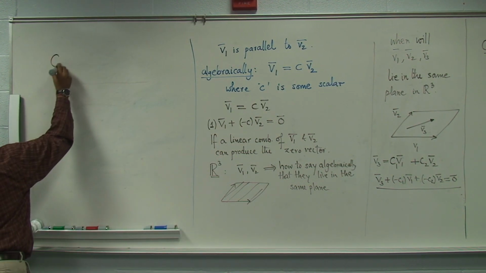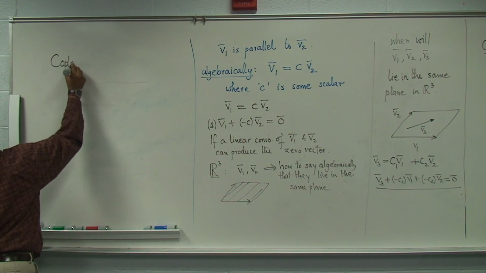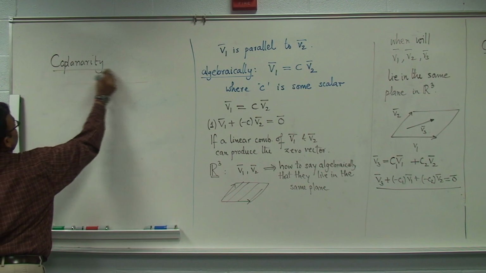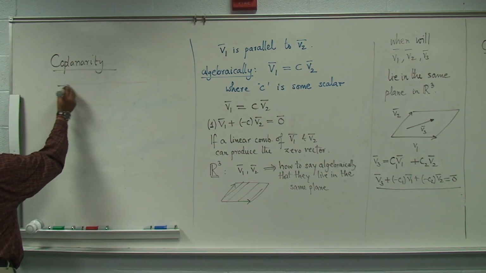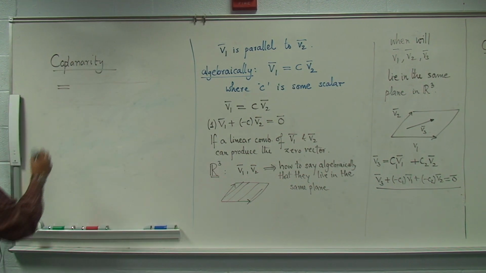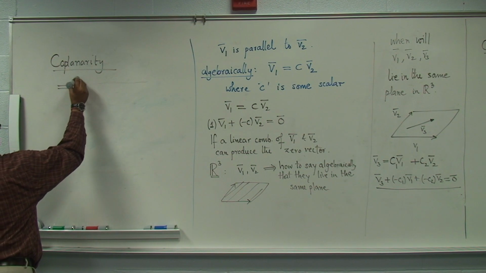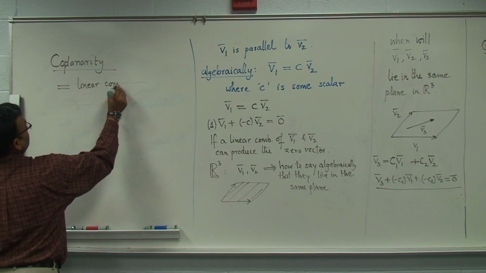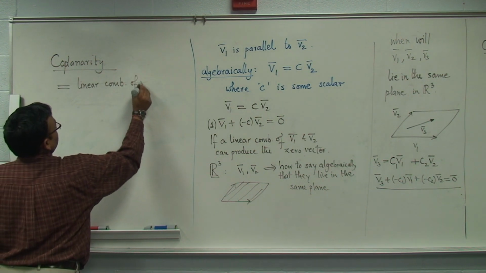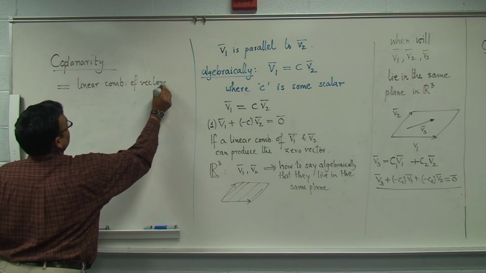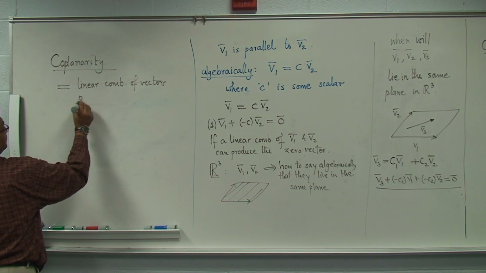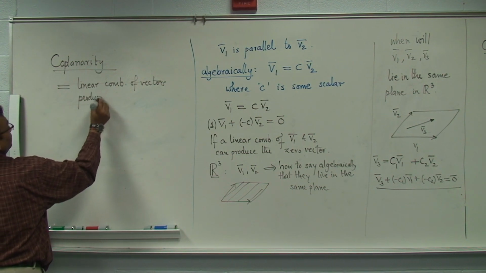So we want to capture the idea of coplanarity. And we are saying coplanarity is the same as having a linear combination of vectors produce the 0 vector.